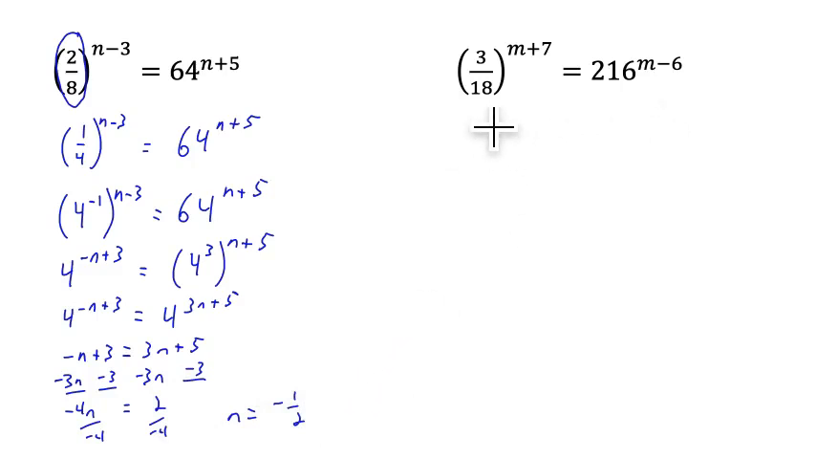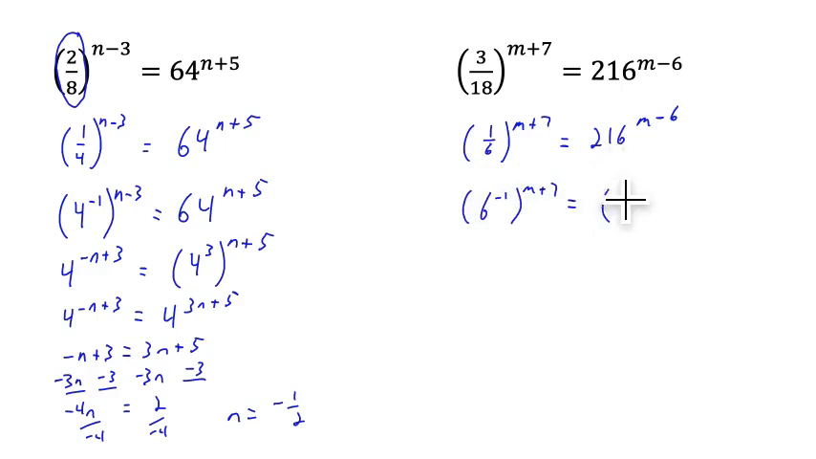Similarly over here, the first thing we should do is simplify this fraction. The numerator and denominator are both divisible by 3. Now 216 is actually equal to 6 times 6 times 6, or 6 to the third power. So we can rewrite both of these bases as a power of 6. So 1/6 is equal to 6 to the negative first power. 216 is equal to 6 to the third power.